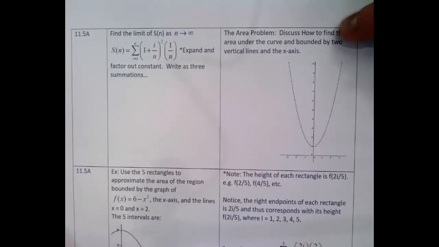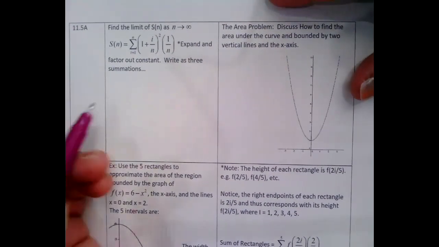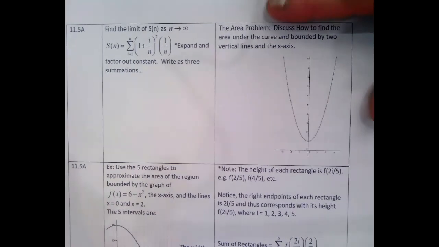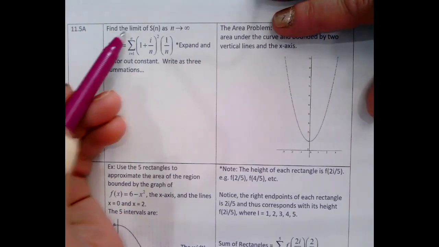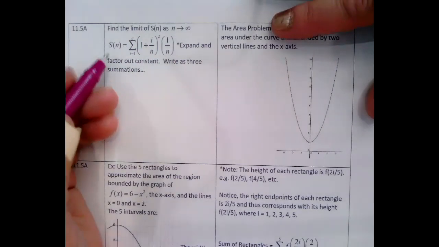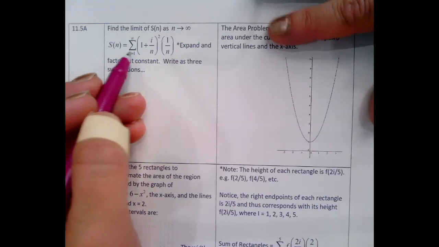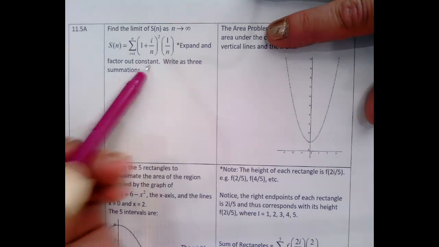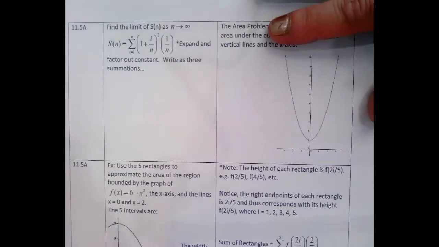All right, so we're going to do another one. Remember, this one's going to take up some room too. I should have left you more space, but I didn't. I apologize. So it says find the limit of s sub n as n approaches infinity. Here we have this summation formula, and it says expand and factor out the constant, and then write it as 3 summations.